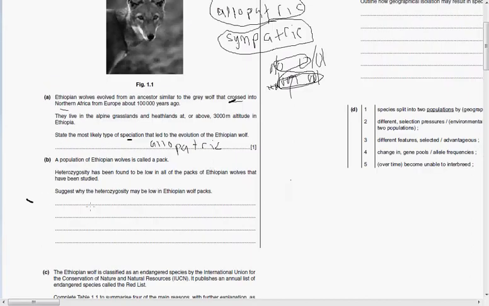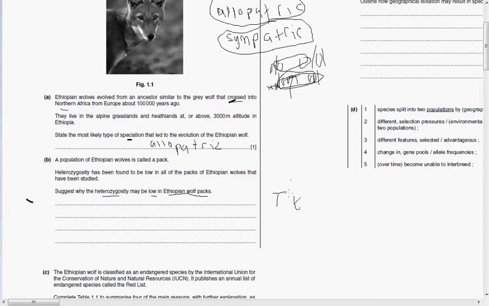suggest why the heterozygosity may be low in Ethiopian wolf packs. Now, first thing we have to understand is what heterozygosity means. They are different genes. For example, let's say tallness. Let's say one is very tall and another one is short.